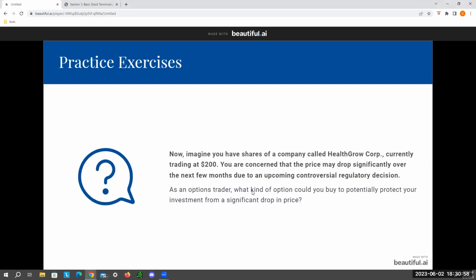All right. Now imagine you have shares in a company called Health Grow. It's currently trading at 200. You're concerned that the price may drop significantly over the next few months due to an upcoming controversial regulatory decision. As an options trader, what kind of option could you buy to potentially protect your investment from a significant drop in price?